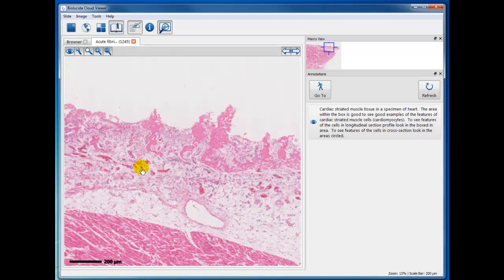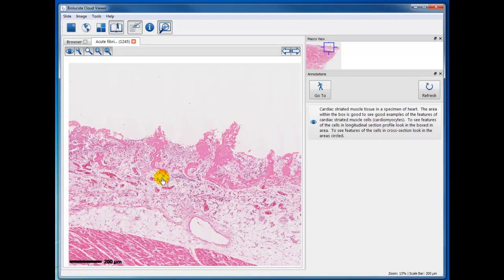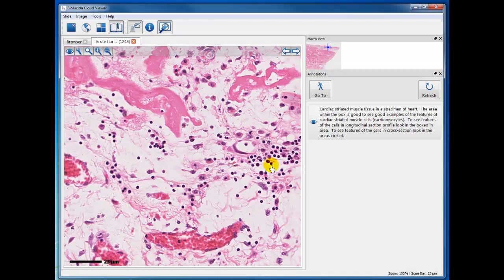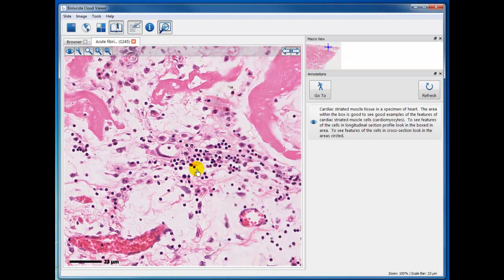But the pericarditis is here, and you can see that this pink area is actually an accumulation of fibrin that has come out of the bloodstream, and it looks like muscle cells, but they're not. And you can see all of these inflammatory cells. Many of them are lymphocytes, so this may be a viral pericarditis, and some are monocytes.